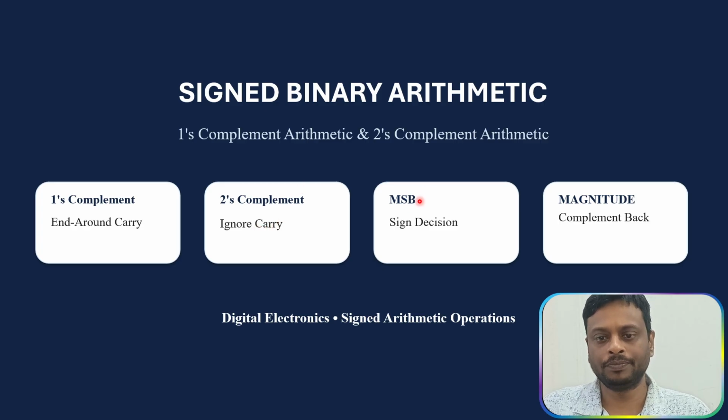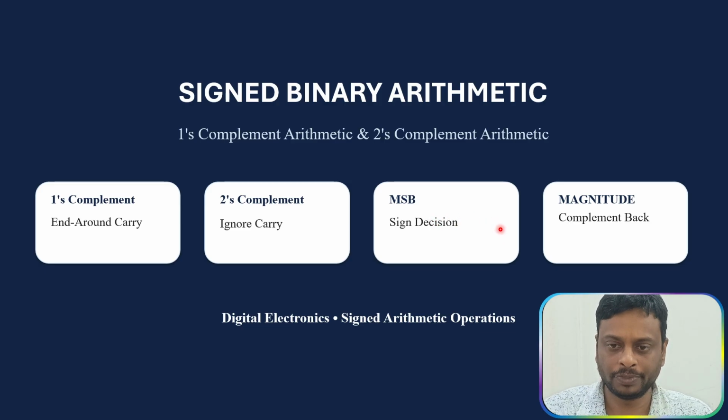Similarly, for positive or negative numbers: if the MSB is 0, it is a positive number and we don't need to do anything. If the MSB is 1, the number is negative, and we take the complement of that number to get back to the true binary form. So let us begin our discussion.